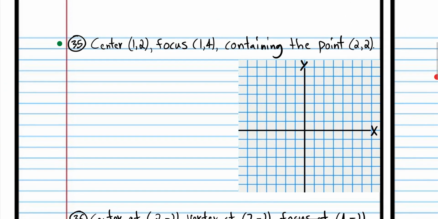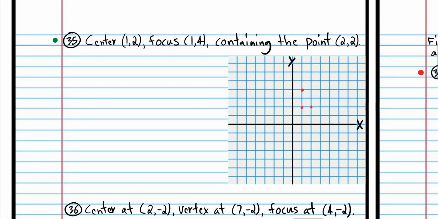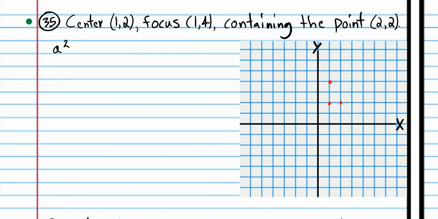Okay, so the center is 1, 2, and the focus is 1, 4, and we have a point 2, 2, and our equation is a squared is equal to b squared plus c squared. C is the distance from the center to the focus, so that's 2. And B is the distance from the center to the side of the ellipse in this case. Well, it's half the distance of the minor axis, which is 1. So we can see that A is equal to the square root of 5.